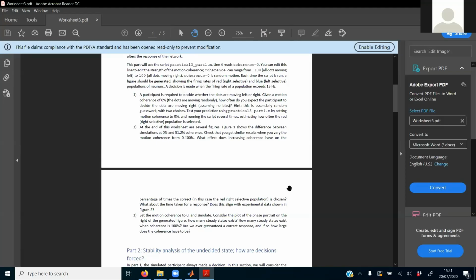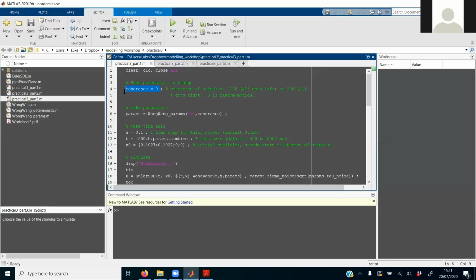I will just crack on with the answer then. We would expect it to be about 50% of the time, right? Half the time they'll guess left, half the time they'll guess right, because it's completely unbiased. So what we can do is check that the coherence is 0%.